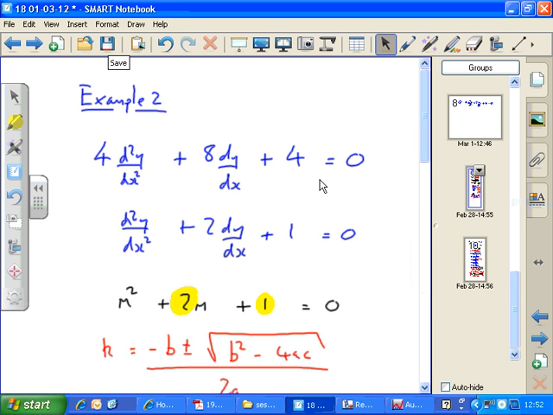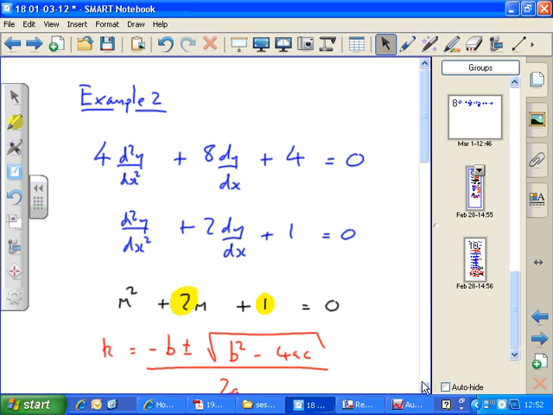So example 2, Daniel made a suggestion that if we look at this one, we could divide everything by 4. So if I divide everything by 4, we look at this equation, the 4 disappears in the second differential, 8 divided by 4 is 2, 4 divided by 4 is 1, and then we're still left with 0 on the right hand side. So that does make it a little bit easier to use the quadratic formula.